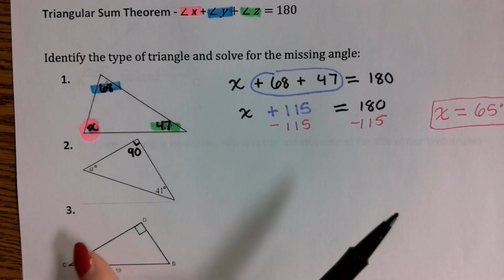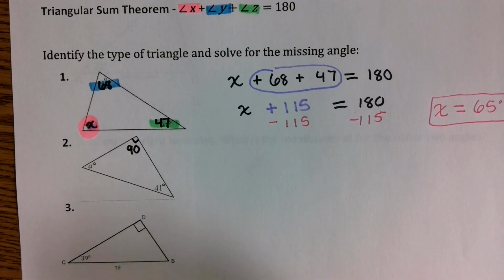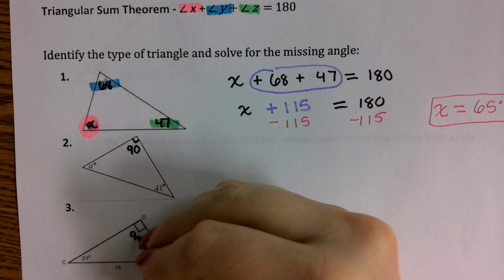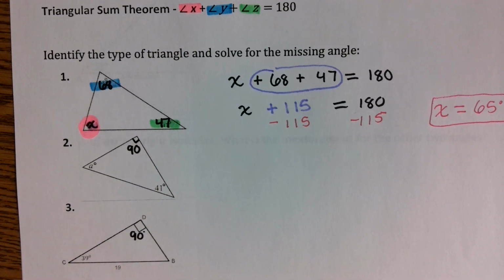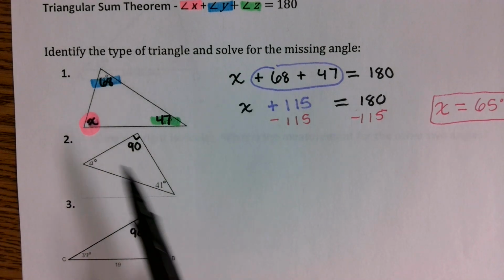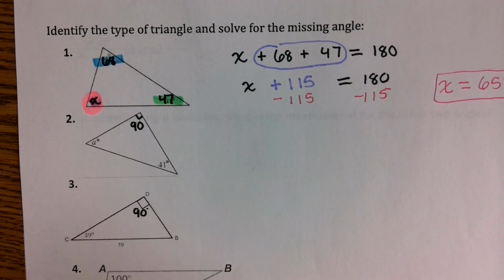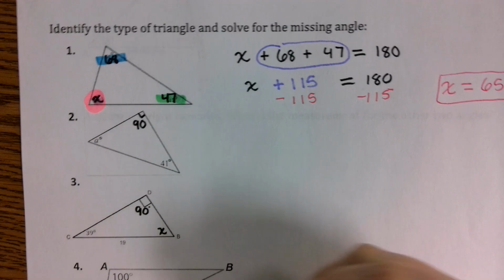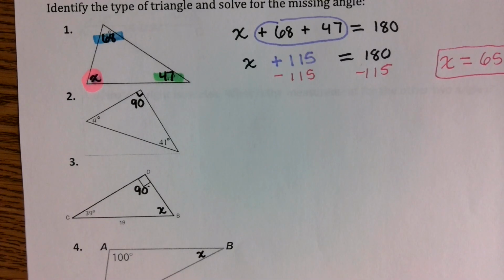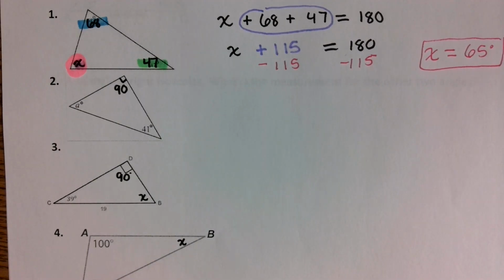Same thing with problem 3. You've got a box again. We should go ahead and naturally just write 90 degrees in there so that way we remember. Okay, what I want you to do is for problems number 2, 3, and 4, solve for the missing measurement. Go ahead and do problems 2, 3, and 4 on your own.